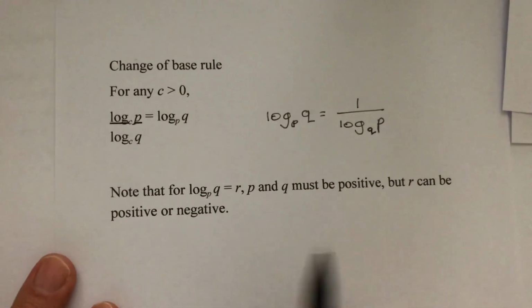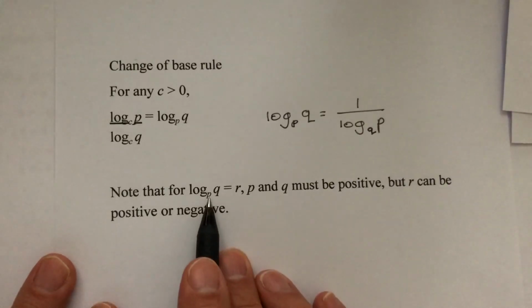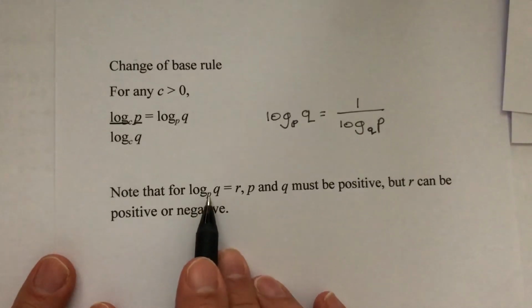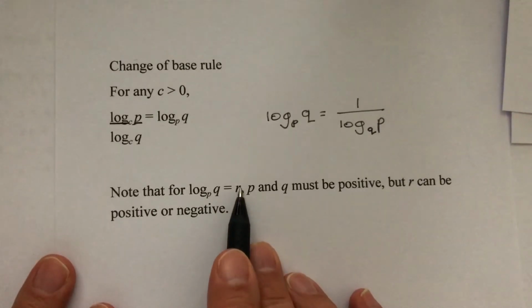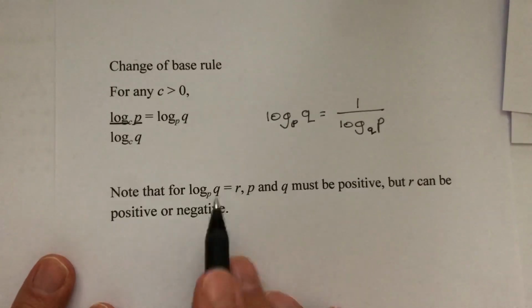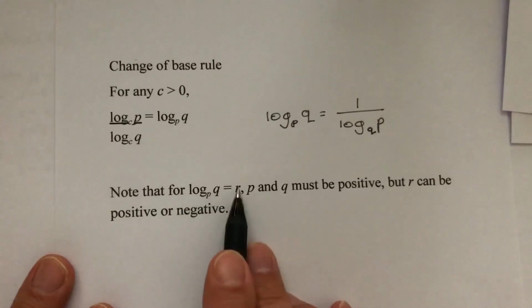So finally, the inputs of a logarithm p and q must both be positive. They cannot be 0 and they cannot be negative. The outcome r can be positive or negative or 0. So these two must be positive. This can be any number.